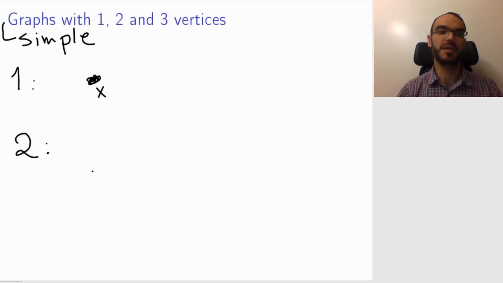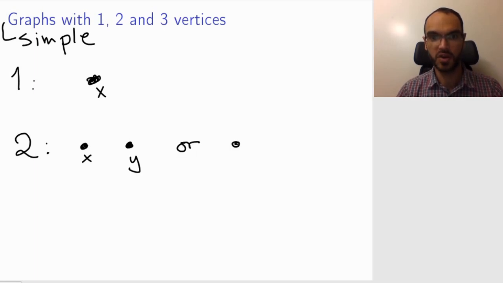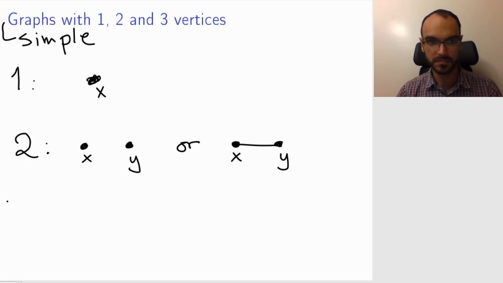Now, I would like to ask you to pause the video and think about which possible simple graphs we can have with two vertices. Ready? The answer is we have two possibilities, because between our two vertices, call them X and Y, either this is what we have or we allow an edge. We cannot allow loops, we cannot allow multiple edges, so these are all the possibilities.